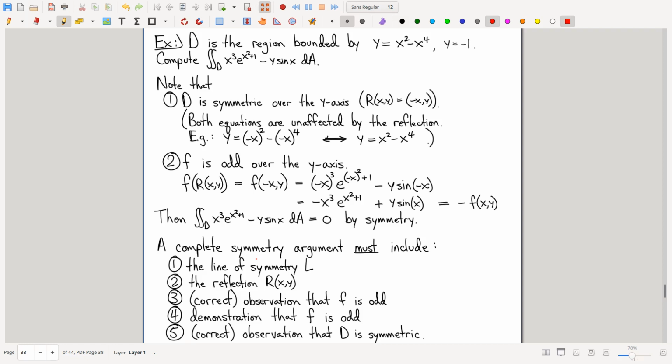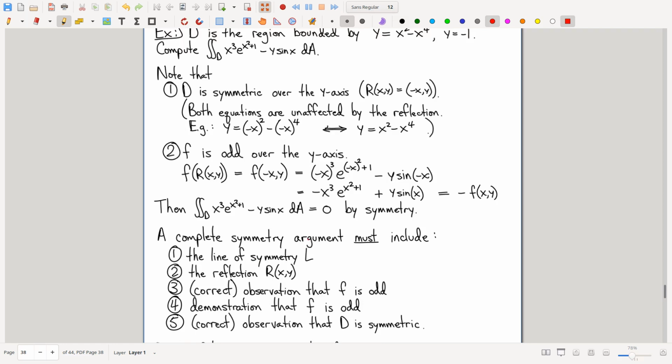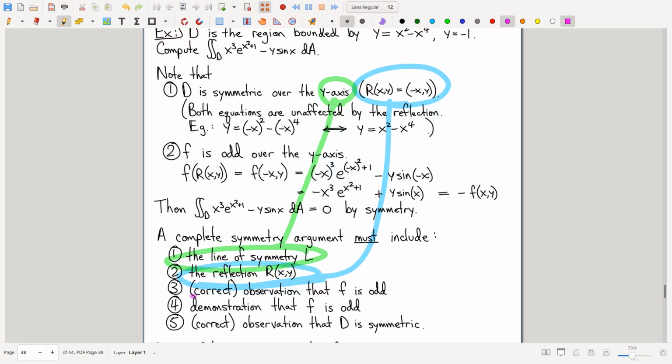So with that in mind, I do require that you actually make an actual argument. If you're going to make a symmetry argument, you need to actually make the argument. And so here specifically is what I require you to do. You have to tell me, if you're going to invoke a symmetry argument, what is your line of symmetry? You'll notice there it is, y-axis. I'm going to need to know the formula for your reflection, and I need to see it algebraically. You've got to write down that you recognize what that reflection is actually doing.